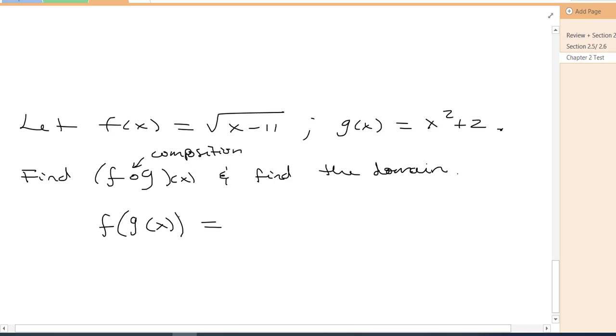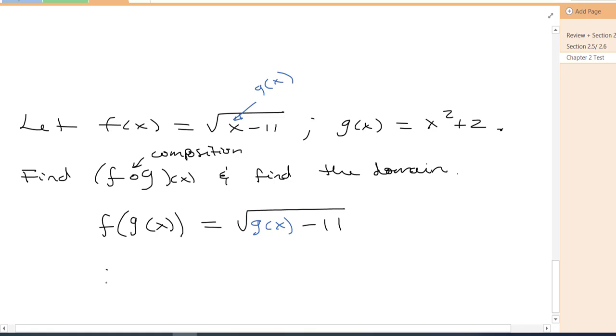So this means that into f, this function, the square root, we're going to plug in g. So everywhere we see an x, we're going to plug in g. So this is going to look like the square root of g of x minus 11, right? So there's my f. So wherever I see an x, x is going to get replaced with g of x for the composition.